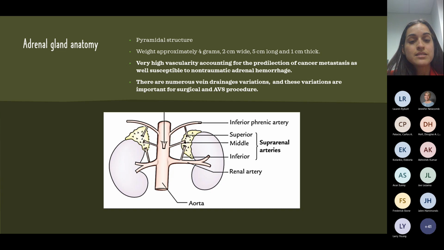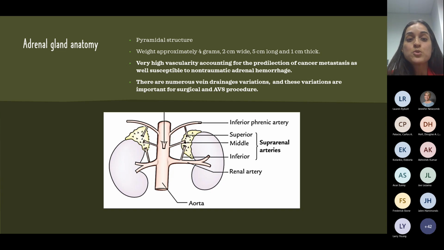The adrenal glands have a pyramidal structure. The weight is going to be around 4 grams. They have a very high vascularity. They receive a blood supply from the superior, the middle, and the inferior suprarenal arteries. And that's the reason for the predilection of cancer metastasis. And also the adrenal glands can be susceptible to non-traumatic adrenal hemorrhage.